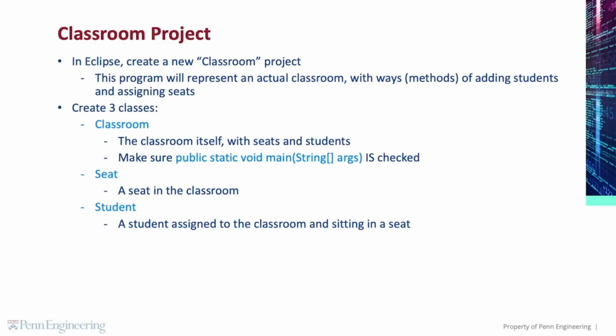Let's write a program that will represent an actual classroom with ways of adding students and assigning seats. We'll have 3 classes. The classroom class will represent the classroom itself, containing seats and students. The seat class will represent a seat in the classroom, and the student class will represent a student assigned to the classroom and sitting in a seat.